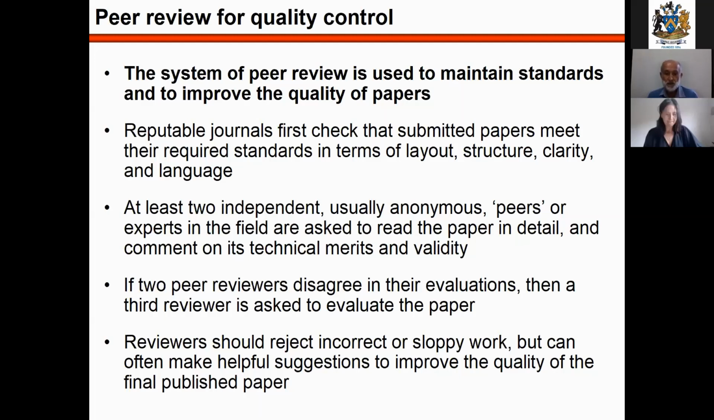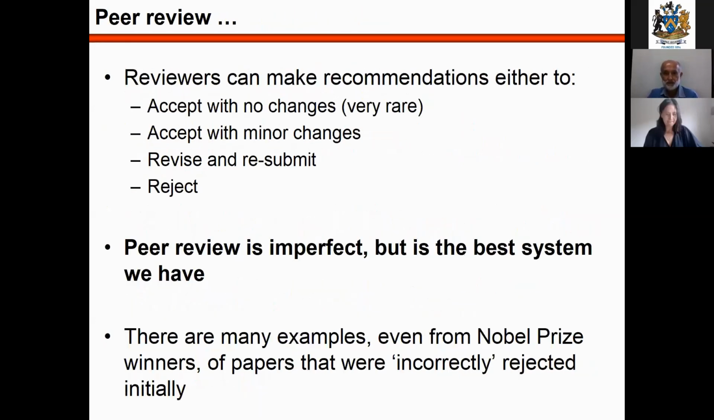So if 2 peer reviewers agree, that's quite clear, the decision will be made to accept or reject the paper. But if the reviewers disagree in their evaluations, then it is necessary to bring on a 3rd reviewer who is also asked to evaluate the paper. The job of reviewers is that they should correct or reject incorrect or sloppy work, but can also make helpful suggestions to improve the quality of final accepted published papers.